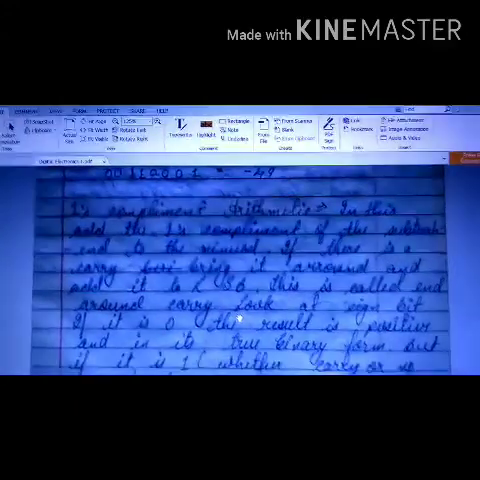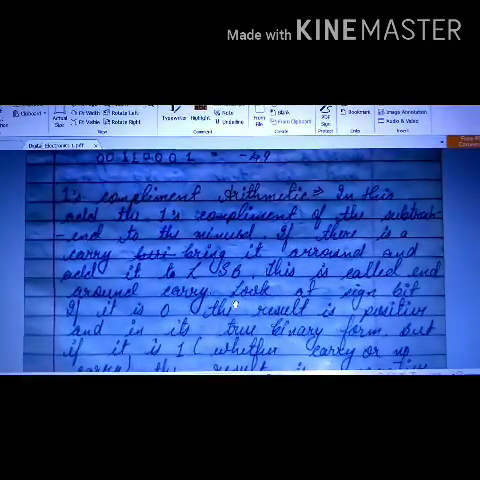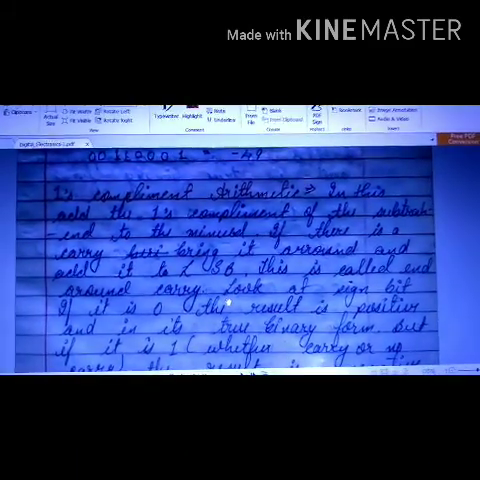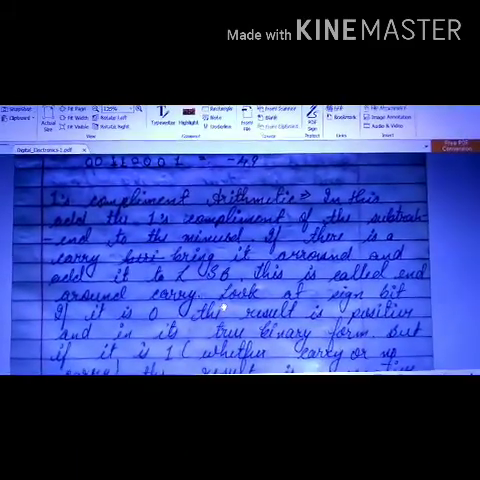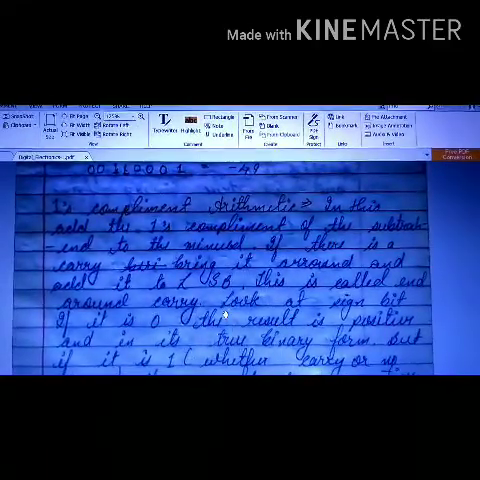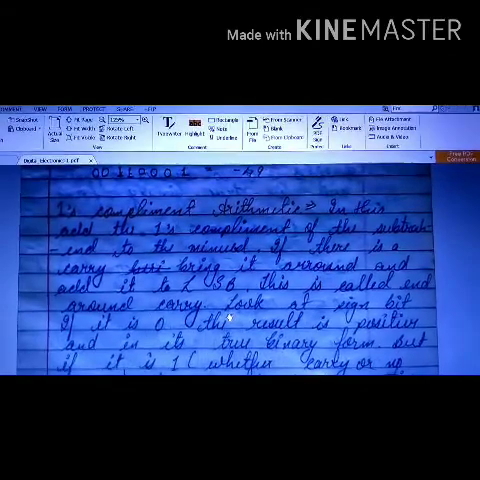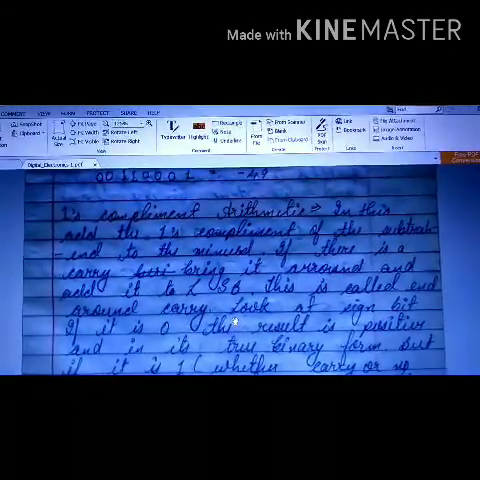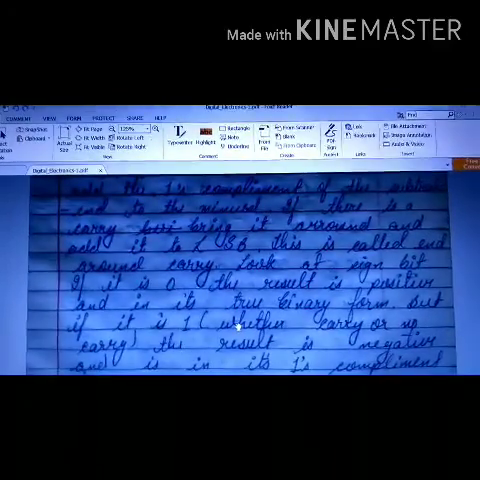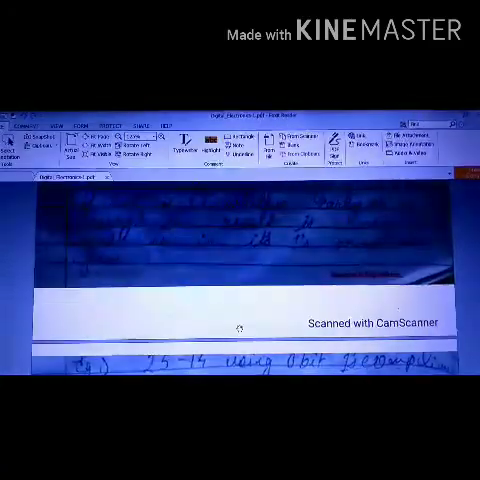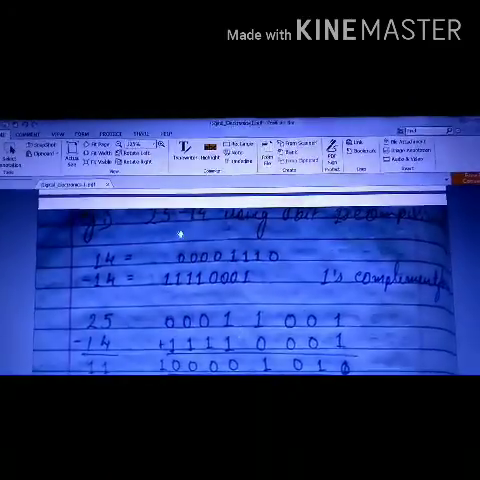So coming back to 1's complement arithmetic, in this add the 1's complement of the subtrahend to the minuend. If there is a carry, bring it around and add it to the LSB. This is called end around carry. Look at the sign bit. If it is 0, the result is positive and in its true binary form. But if it is 1, whether carry or no carry, the result is negative and it is in its 1's complement form.